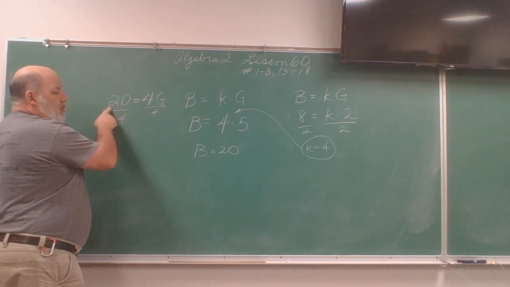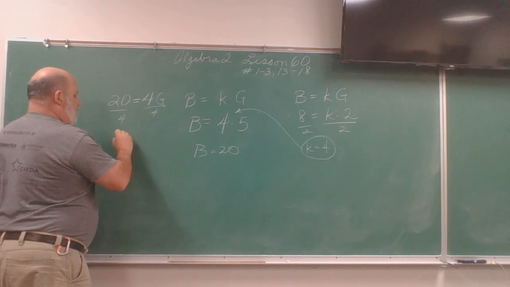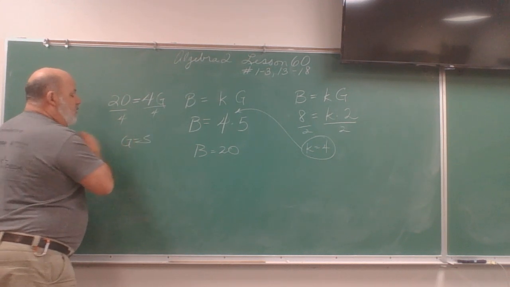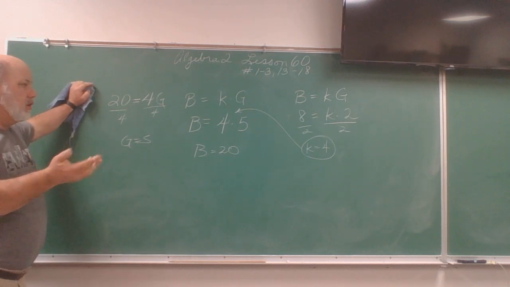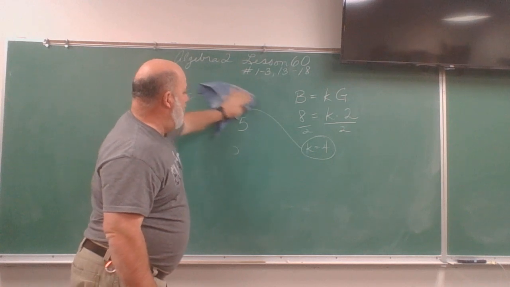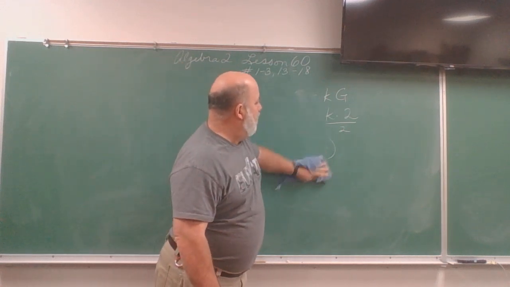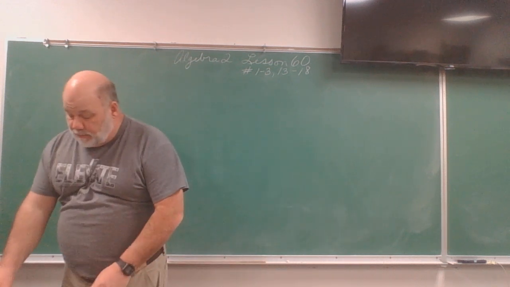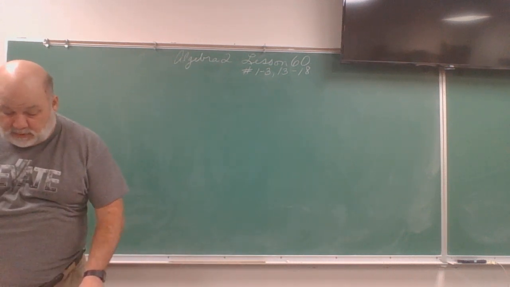When there are 20 boys in a room, there are 5 girls. You can go either way. They can ask you either question, but that K will be used in both of them, no matter what they ask you. Second example, top of page 250.